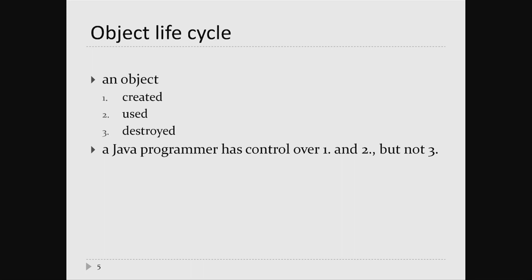So if an object uses up a lot of memory, when you're done with it, the memory used by the object can be released back to the Java virtual machine. Now in Java, you have control over 1 and 2. You have control over when an object is created and how it's created, and you have control over how the object is used. What you don't have control over is number 3. Java has something called a garbage collector that takes care of getting rid of objects when they're no longer needed. The details of which aren't important right now.